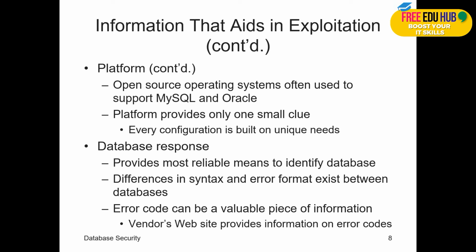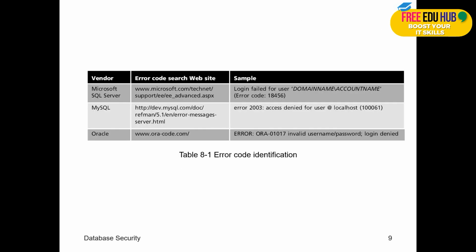Database response provides the most reliable means to identify the database. Differences in syntax and error format exist between the databases. Error codes can be a valuable piece of information. The vendor website provides information on error codes. For example, if an account is not found on SQL Server, it could give you a warning code like 18456.